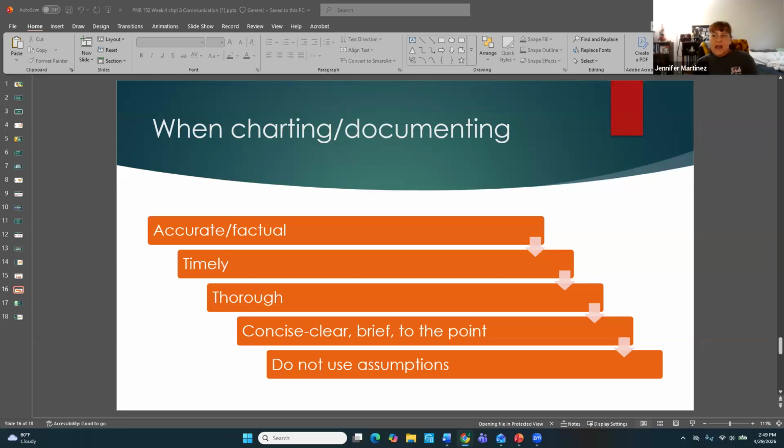So charting and writing those nurses' notes, being very careful with this. When you are charting on your patients, you want to make sure it is accurate and factual. You don't want to put any innuendos, or any personal feelings. It is all going to be objective information, timely, and thorough.